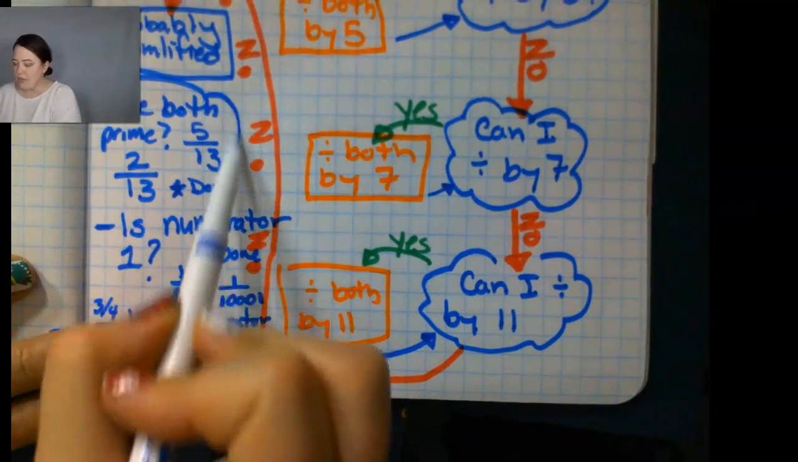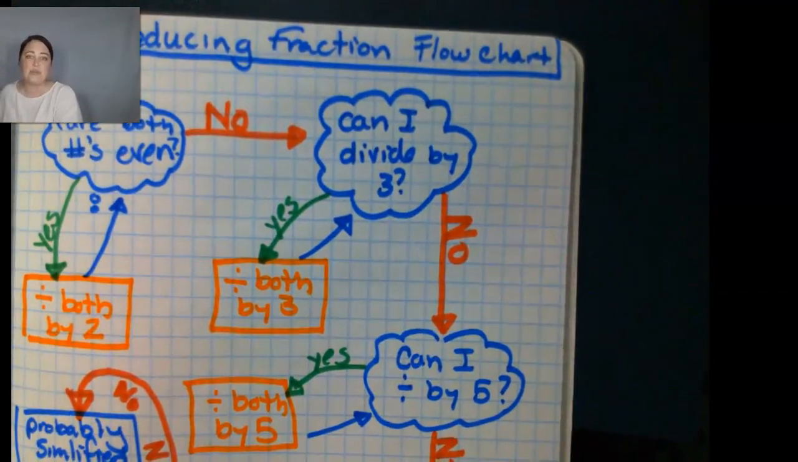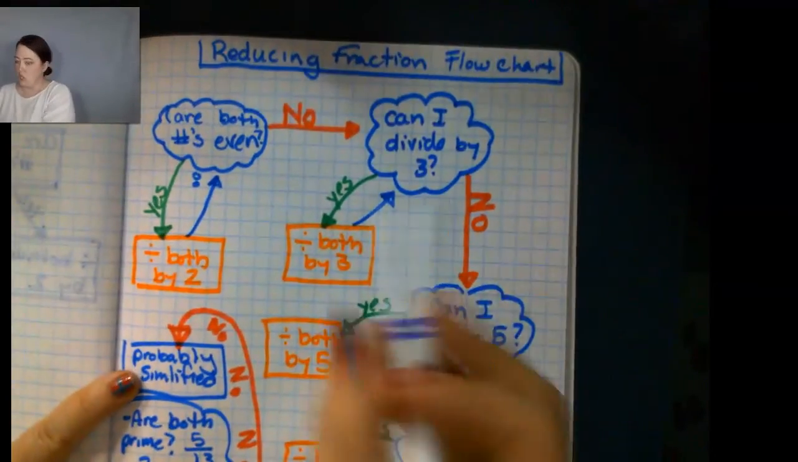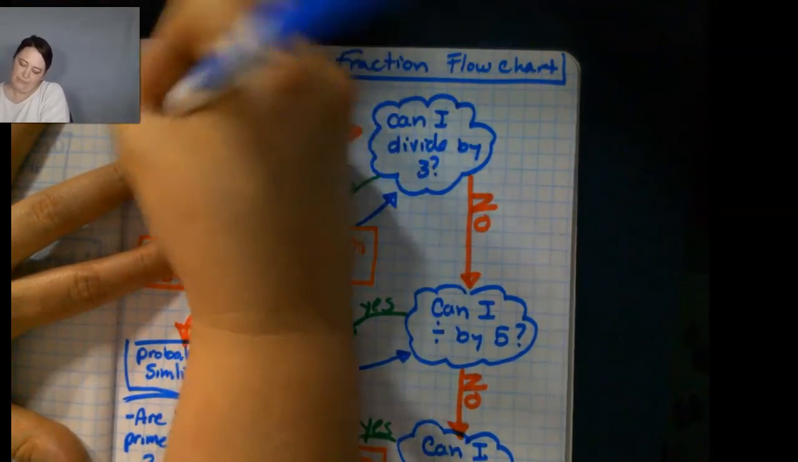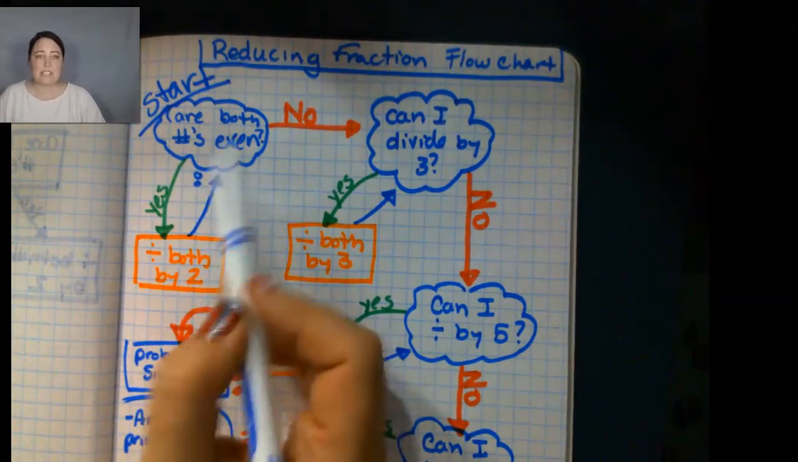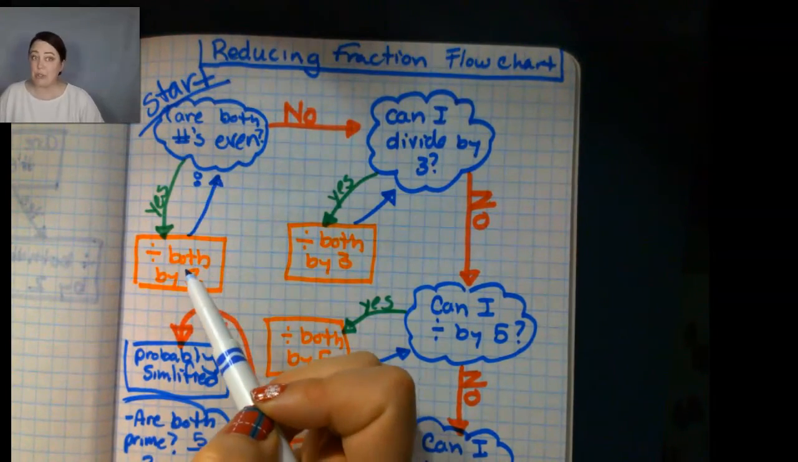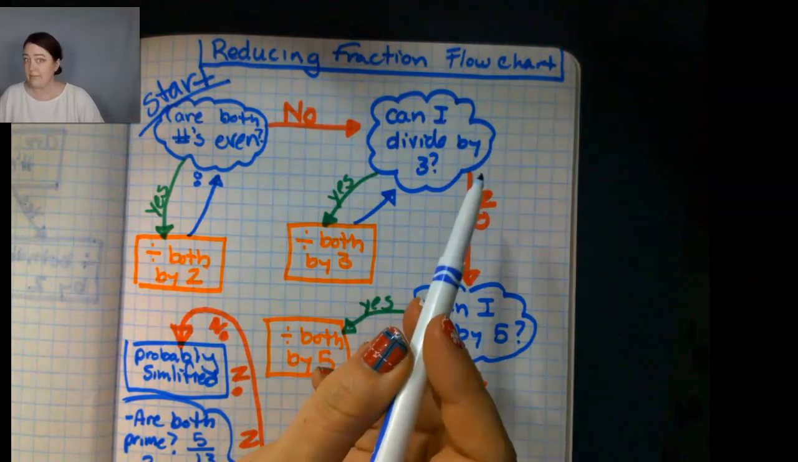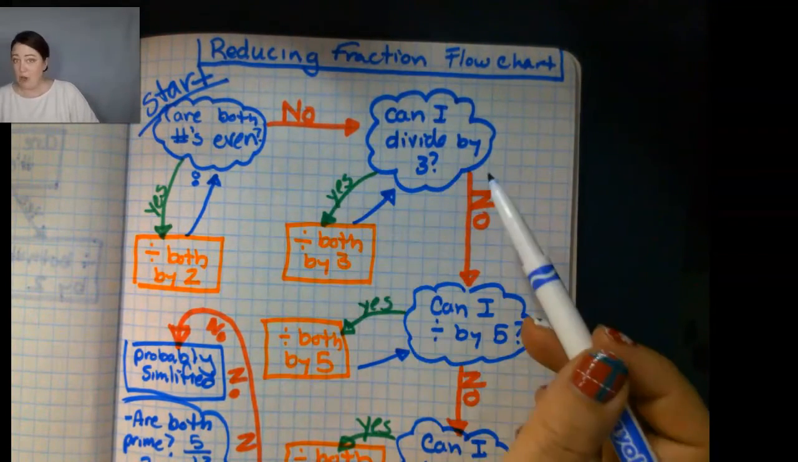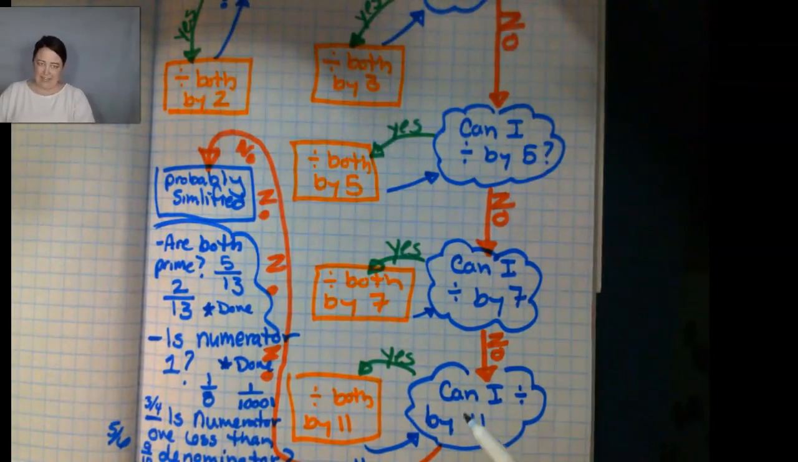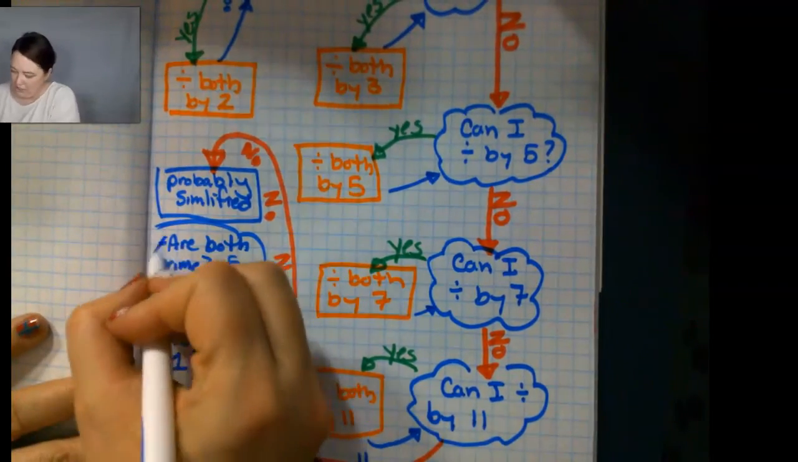So these are 3 questions that I ask myself, and this is how you reduce fractions using a flowchart. So you start here. Are both numbers even? Yes, divide by 2. No, move on. Can I divide by 3? Yes, divide by 3. No, move on. Can I divide by 5? Can I divide by 7? And then these 3 questions.